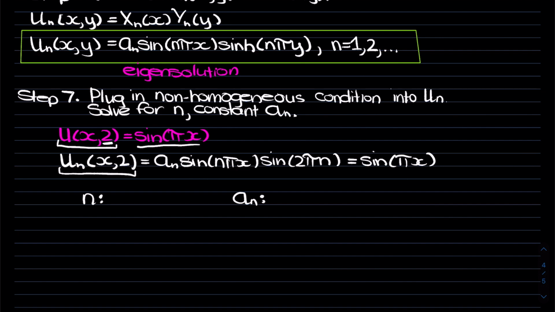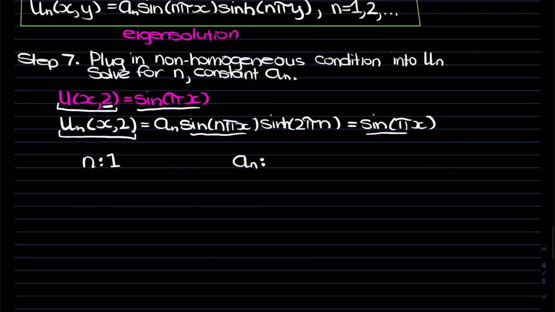Now it's pretty easy to see here that if n equals 1, then those sine terms, that's meant to be the hyperbolic sine, these first sine terms, this one and this one, will look the same. So let's let n equal 1.